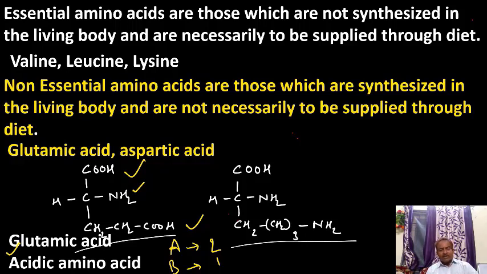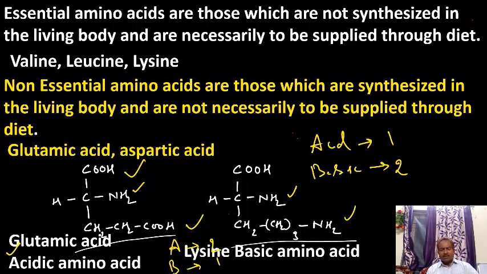Whereas in this case, this is aspartic acid. In aspartic acid, how many acid groups are there? Only one. Basic groups, base means amine groups. One is here, one is here. So 2 basic groups are there. Since 2 basic groups are there, this is referred to as a basic amino acid. This is lysine, a basic amino acid.